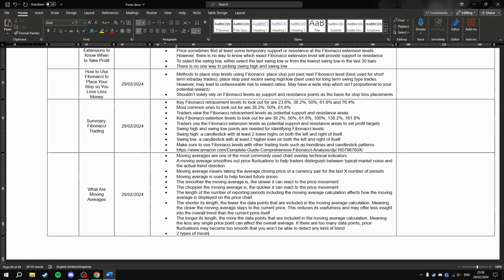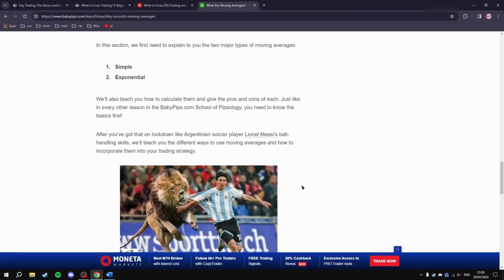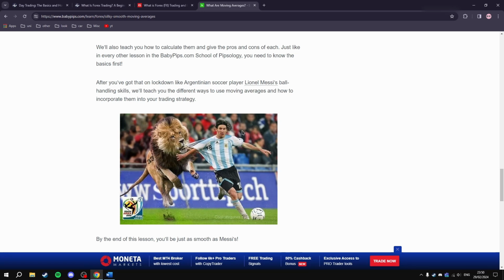Types of moving averages: simple and exponential. We'll also teach you how to calculate them and give the pros and cons of each. Just like in every other lesson in the babypips.com School of Pipsology, you need to know the basics first. After you've got that on lockdown, like Argentinian soccer player Lionel Messi's ball handling skills, we'll teach you different ways to use the moving averages and how to incorporate them into your trading strategy.